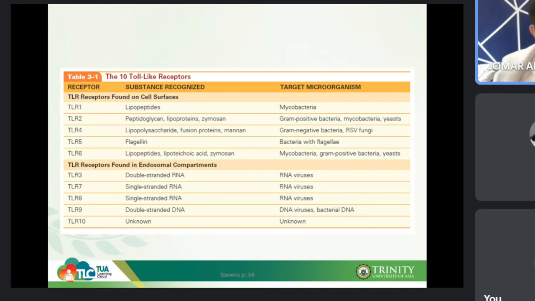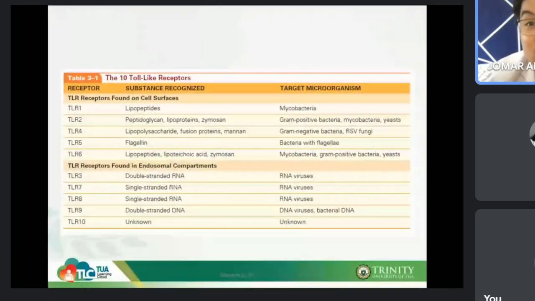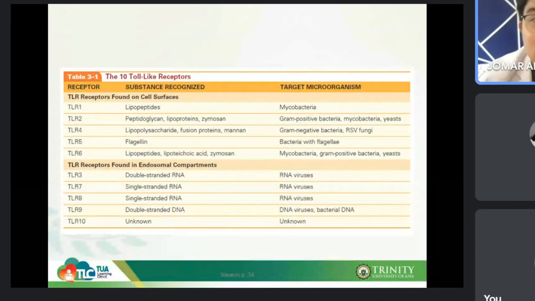So they do have their pathogen recognition receptor. An example of that is your toll-like receptor that are able to identify PAMPs or pathogen-associated molecular patterns, okay, that are only seen in pathogens. That's why our cells are capable of identifying, okay, this one is kalaban, this one is kakampi, you don't need to kill this, we need to kill that. So our body is capable of identifying that through these pathogen recognition receptors.